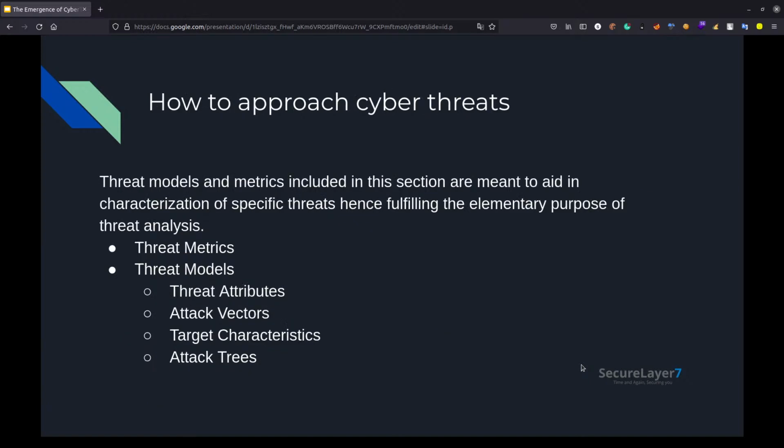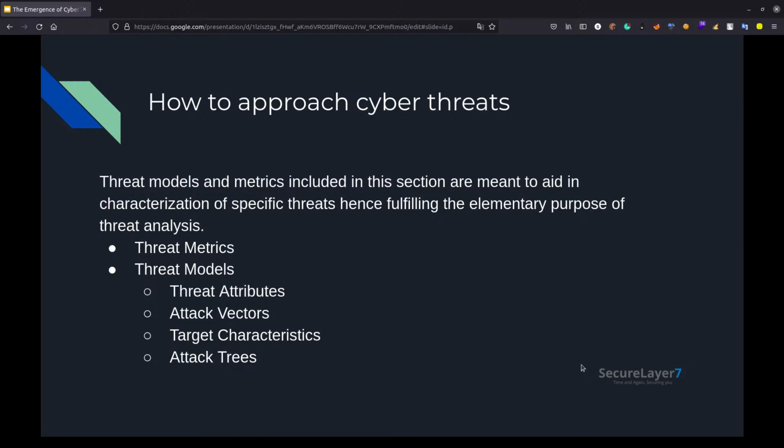Okay, so the threat models and metrics included in this section are meant to aid in the characterization of specific threats, hence fulfilling the elementary purpose of threat analysis. There are two types of approaches: threat metrics and threat models. While the threat model has subcategories, which are threat attributes, attack vectors, target characteristics, and attack trees. We will go over threat metrics in our next slide. Now let's get an overview of the subcategories of threat models.